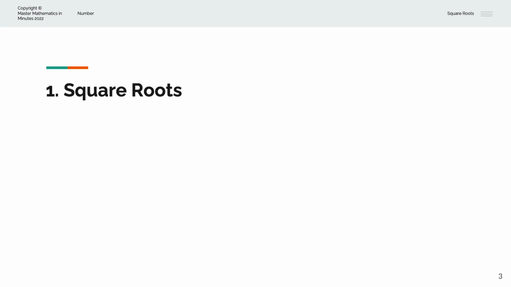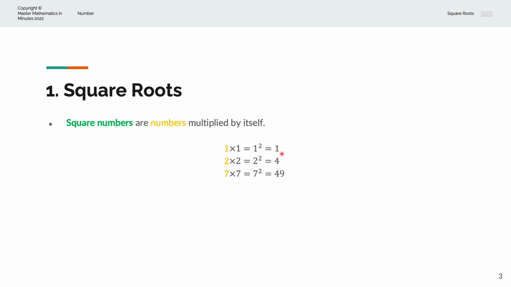So, what are square roots? Recall that square numbers are numbers multiplied by itself. Let's consider a couple examples. Firstly, we have 1 multiplied by 1, which is 1 squared, and that's equal to 1. Secondly, we have 2 multiplied by 2, which is 2 squared, and that's equal to 4. And finally, 7 multiplied by 7, which is 7 squared, and that's 49.